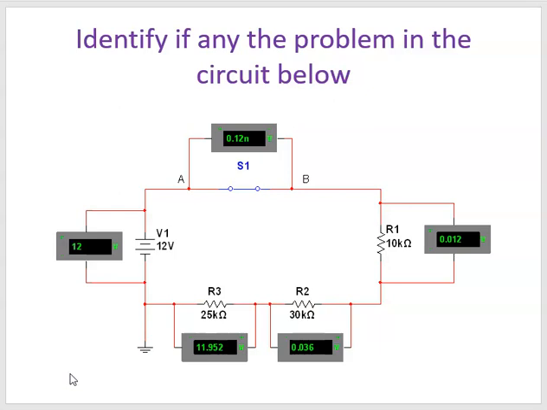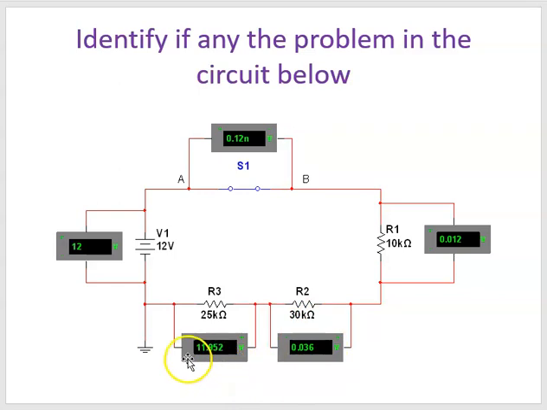We're measuring 0 volts across the switch, because if the switch were open, we would get no current flowing through. So under normal circumstances, we should expect current flowing through. Resistor 1, we're measuring 0.012, so in effect that's about 0 volts. Resistor 2 is 0.036, that's also 0 volts.